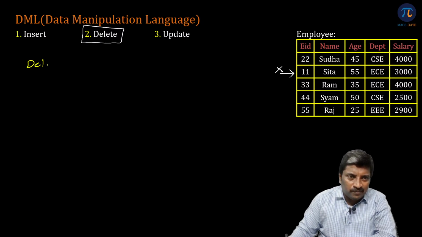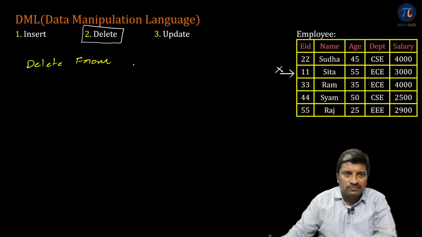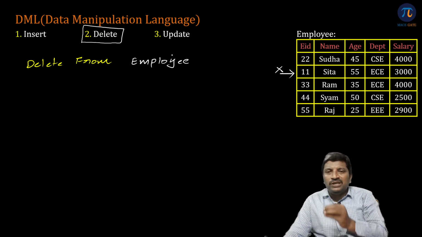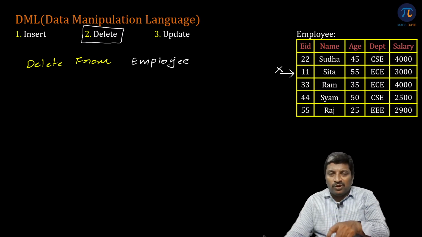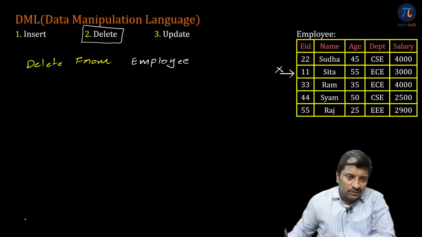Delete is a keyword, sir. From is a keyword. What is the table name, sir? Employee. Whom you want to delete, sir? You want to delete Sita. So whenever you want to delete a particular employee, you know at least one property or one detail of that particular employee. So you need to specify whom you want to delete.